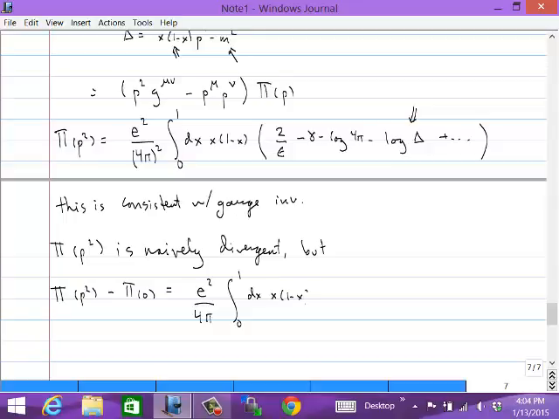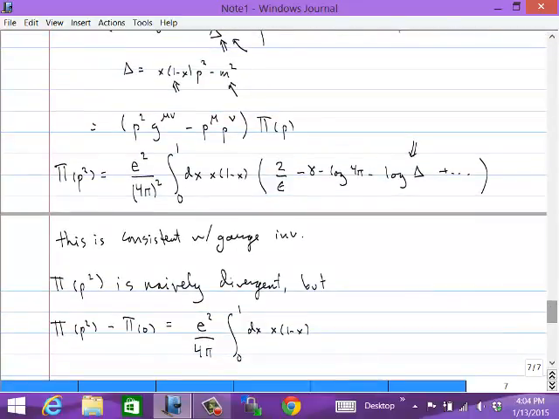1 minus x. And we get, so what was delta? Delta was x times 1 minus x p squared minus m squared. So we get log of m squared over m squared minus x times 1 minus x p squared.